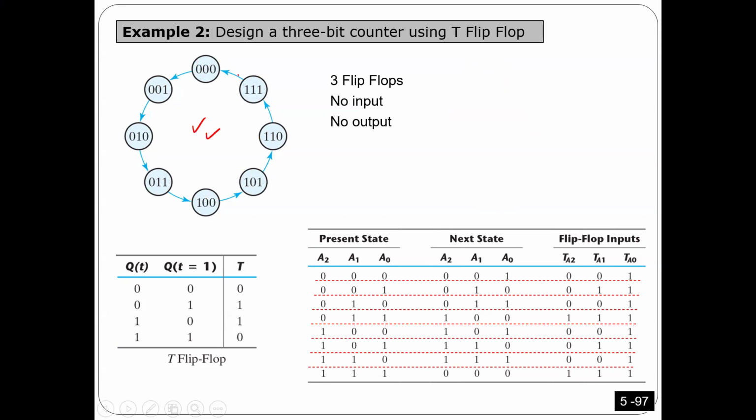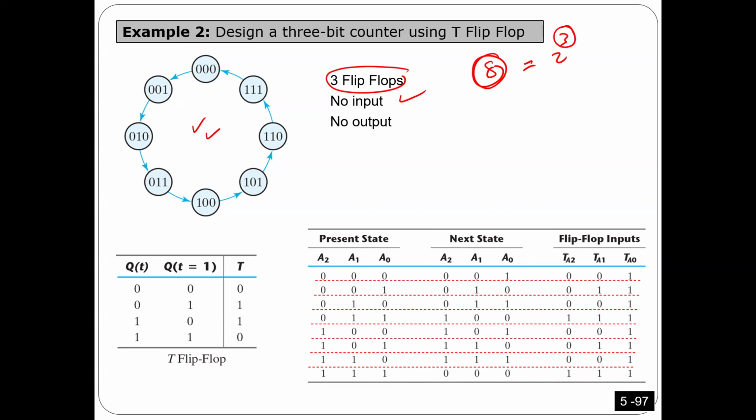I need a circuit that generates states this way. The next thing you have to decide is how many flip-flops you need. In this case, because I have 8 states, I need 3 flip-flops. Is that right? So 2 to the power 3 is 8. So now, yeah, I decided how many flip-flops I can have.